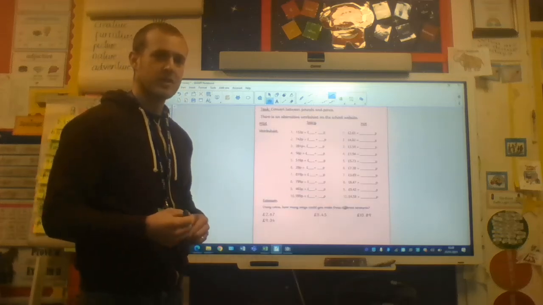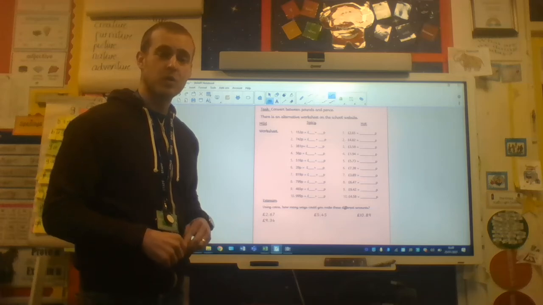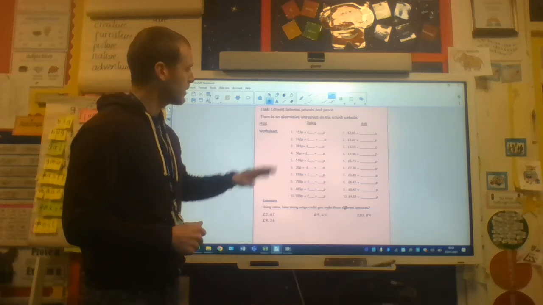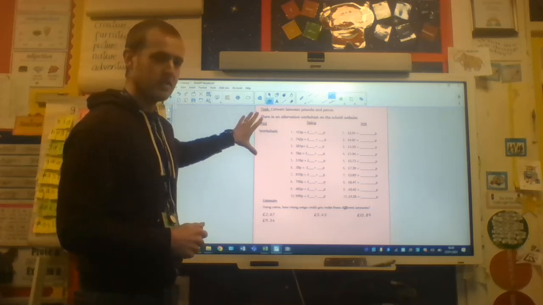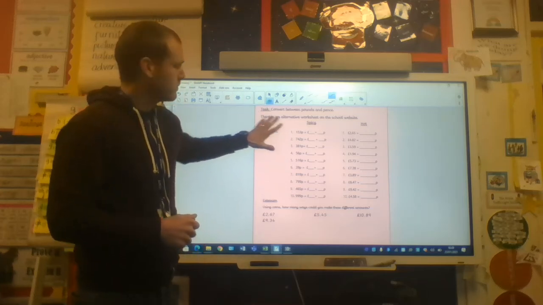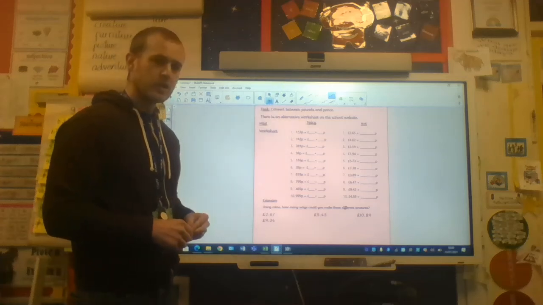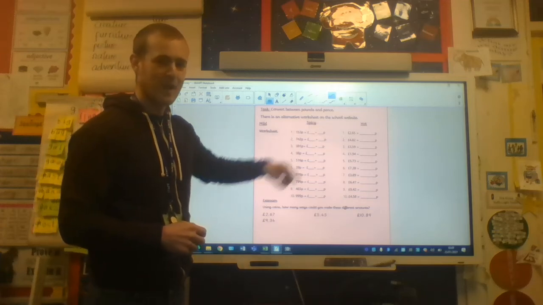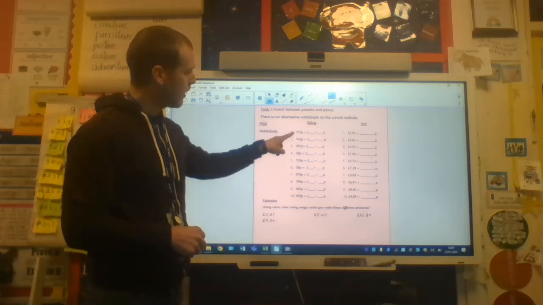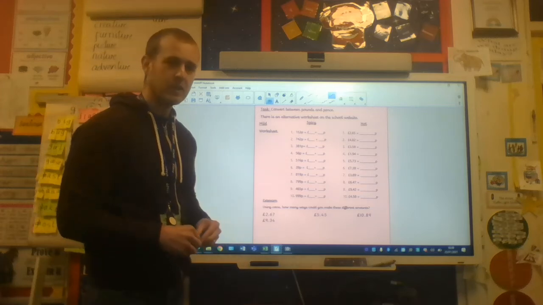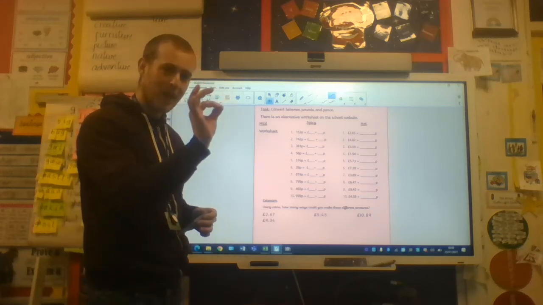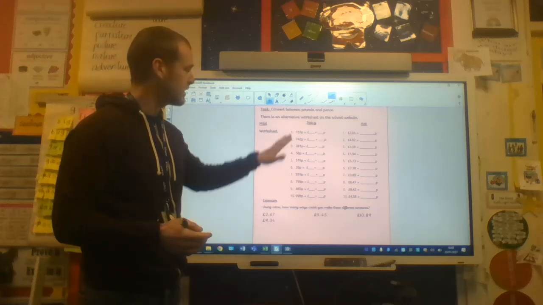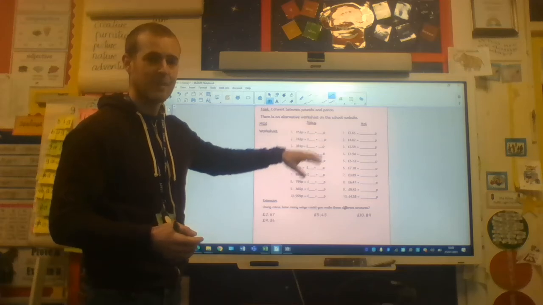Here's your task for today. There is an alternative worksheet on the school website for you to have a go at if you would like to. What I'd like you to do, if you want to do mild activity, there's a worksheet available for you to do. Spicy, what you're going to do is convert the pence into how many pounds and pence. Okay, so you're going to write the number down, you're going to write the equal sign, you're going to practice your pound sign, and then you're going to add it to how much pence you've got. See if you can convert these from pence into pounds and pence.